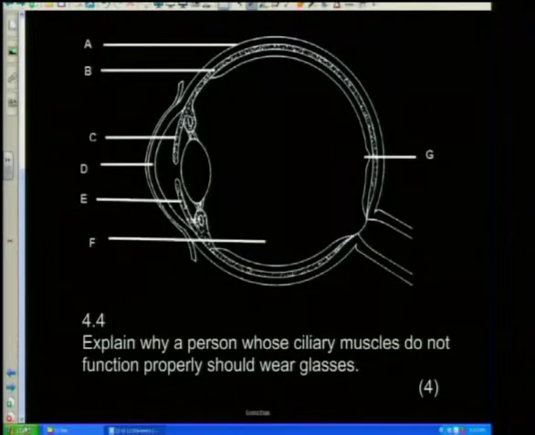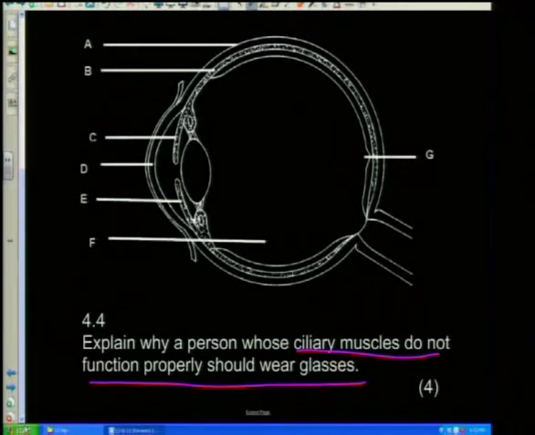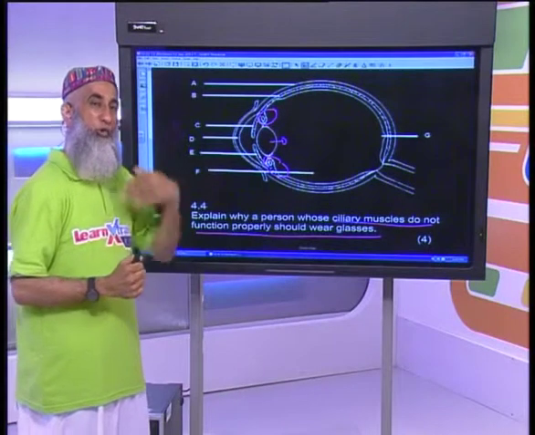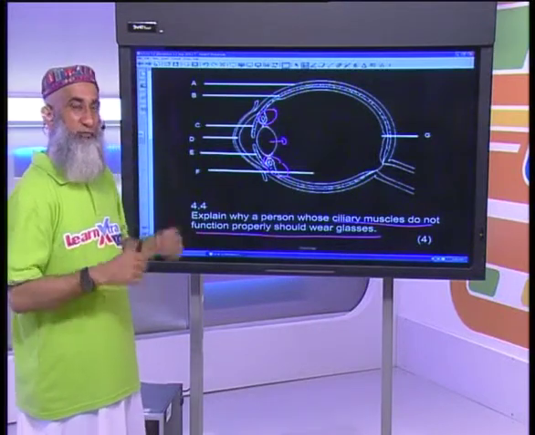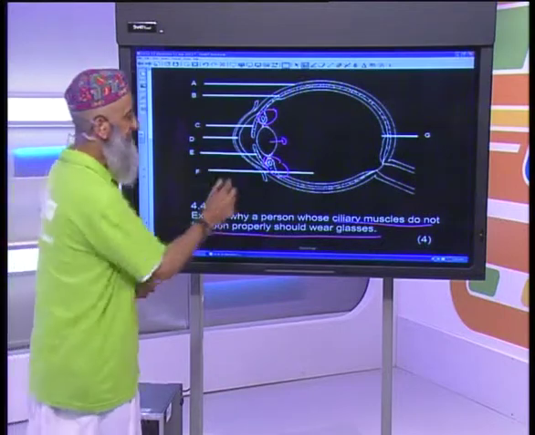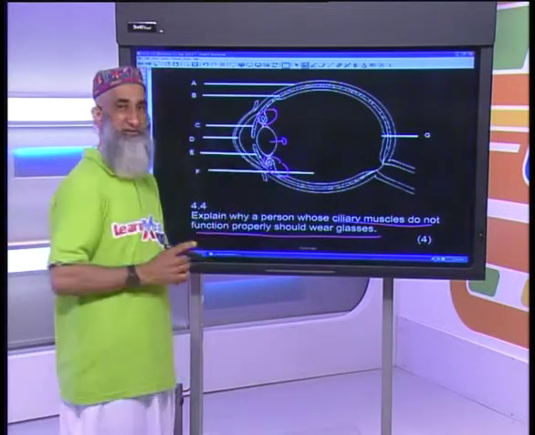Explain why a person whose ciliary muscles do not function properly should wear glasses. First of all, the ciliary muscles and body are in this area here. And attached to them are the suspensory ligaments, and attached to that is the lens. And the lens is our focusing part of the eye. When we want to see something closer or further away, this lens shape changes. And what causes the lens shape to change? The ciliary muscles and the suspensory ligaments.